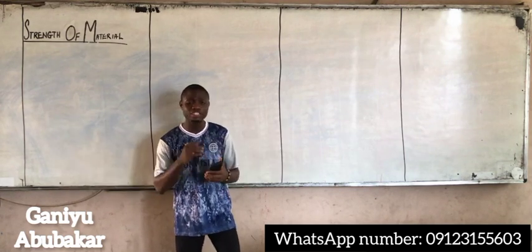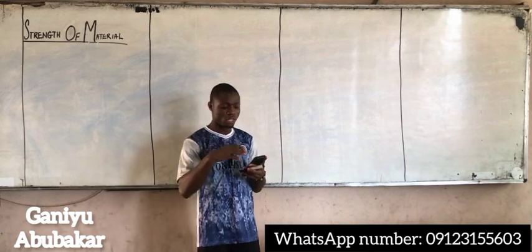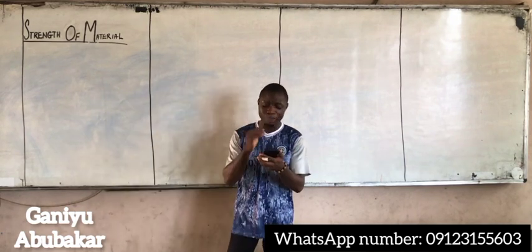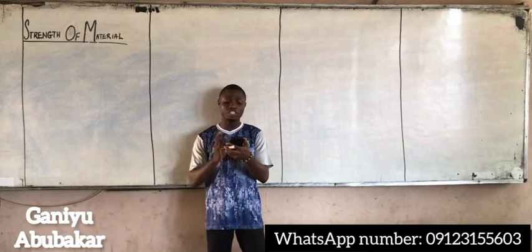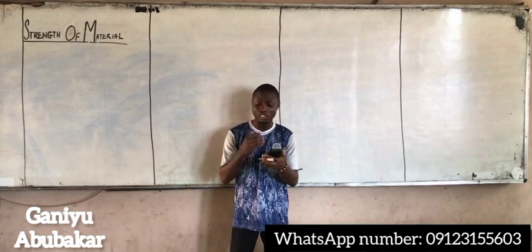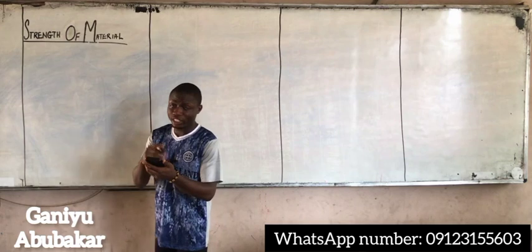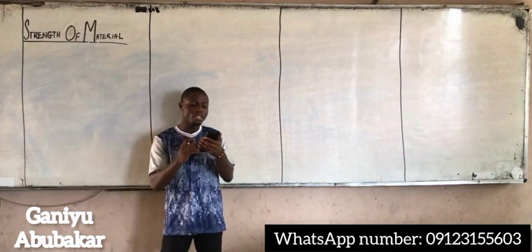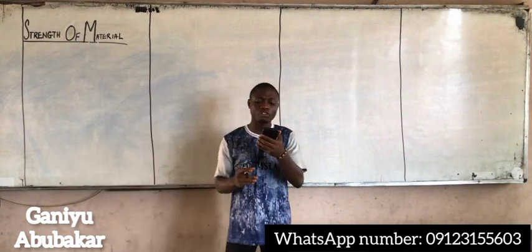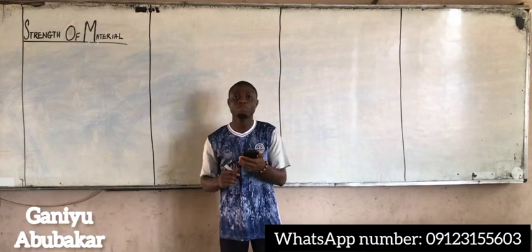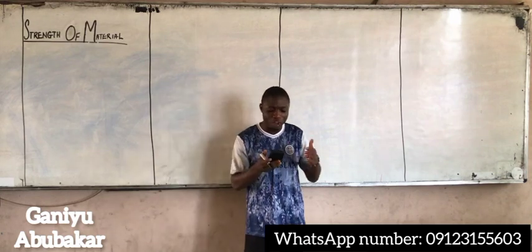All right, let's treat some past questions on strength of material. This past question is for civil engineering. All right, so let's take this down. Please put out: a steel bar is 900 millimeter long.